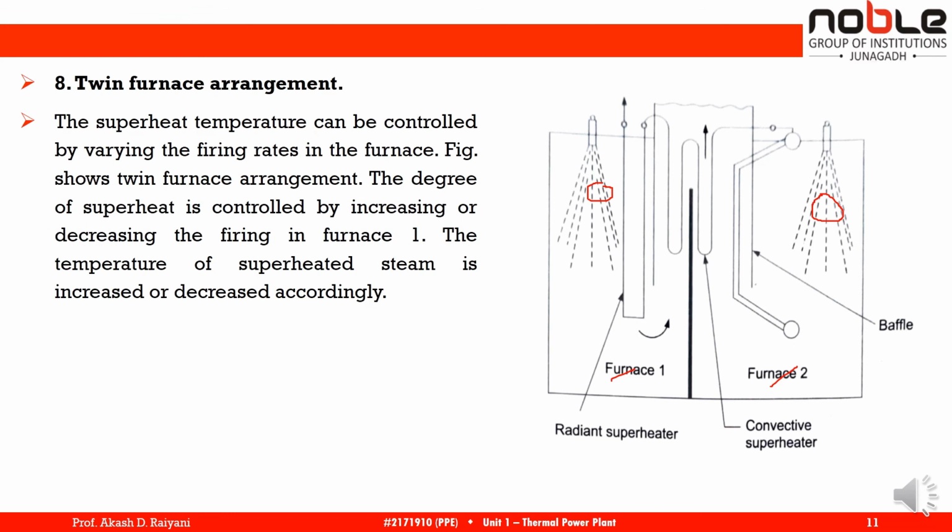The superheat temperature can be controlled by varying the firing rates in the furnaces. The figure shows the twin furnace arrangement. The degree of superheat is controlled by increasing or decreasing the firing in furnace 1. The temperature of the superheated steam is increased or decreased accordingly.